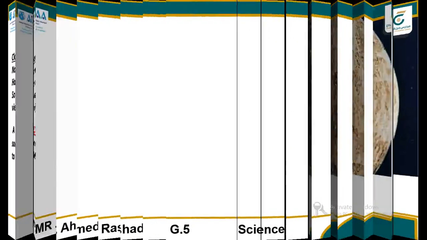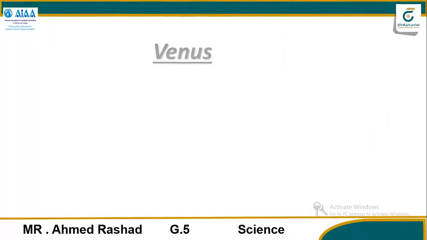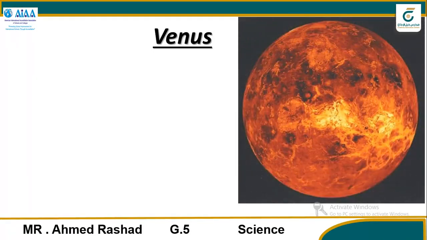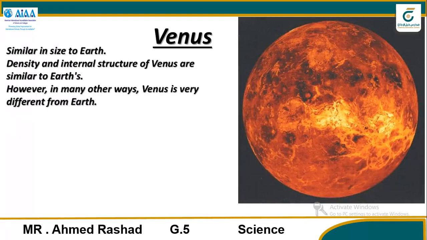The next planet after Mercury is Venus. Venus is planet number two after Mercury. It's similar, or the same size as the Earth, but different in the structure of the layers of Venus and Earth, and in many other ways.